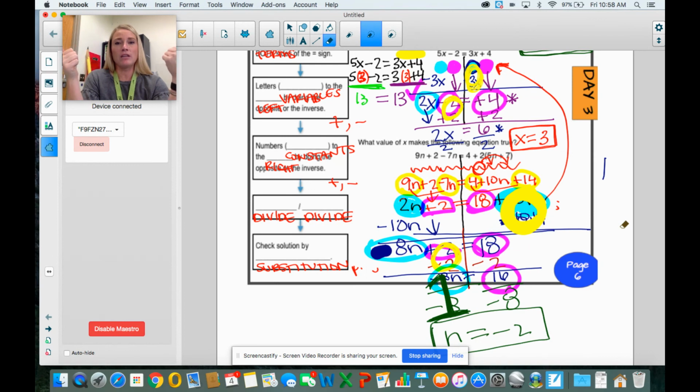Solving equations: letters to the left, numbers to the right, divide, divide.